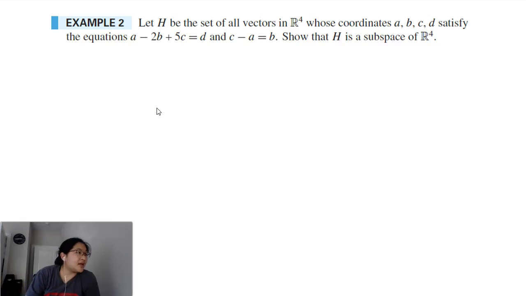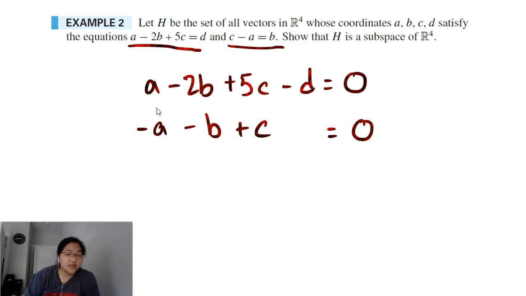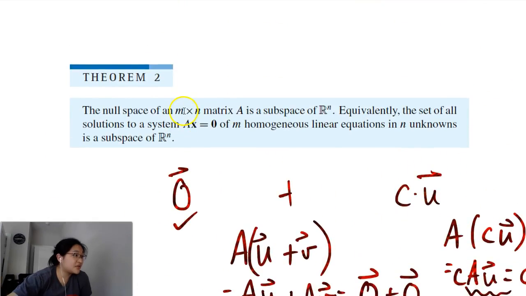So we can make these two equations into a homogeneous system of equations by just moving that d over. So we get a minus 2b plus 5c minus d equals 0. And let's see, negative a minus b plus c equals 0. So if we have that, then we have a system of homogeneous linear equations. And so if we think back to theorem 2, then we have a subspace.